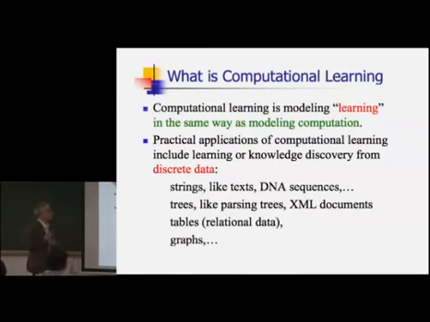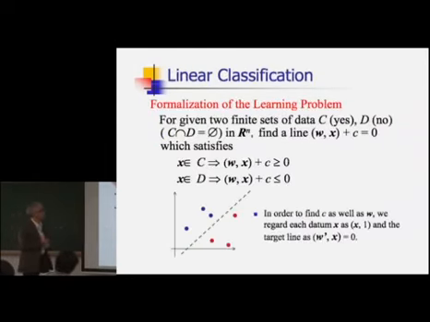So, in my part, I will explain computational learning from the viewpoint of practical applications. And the application is learning or knowledge discovery from discrete data. And what is discrete data? It is strings, I will explain later, like text, DNA sequences, and so on. And trees, like parsing trees of XML documents, or tables, so-called relational data, or graphs, and so on. I will explain mainly strings. And so my subtitle is computational learning from string data.